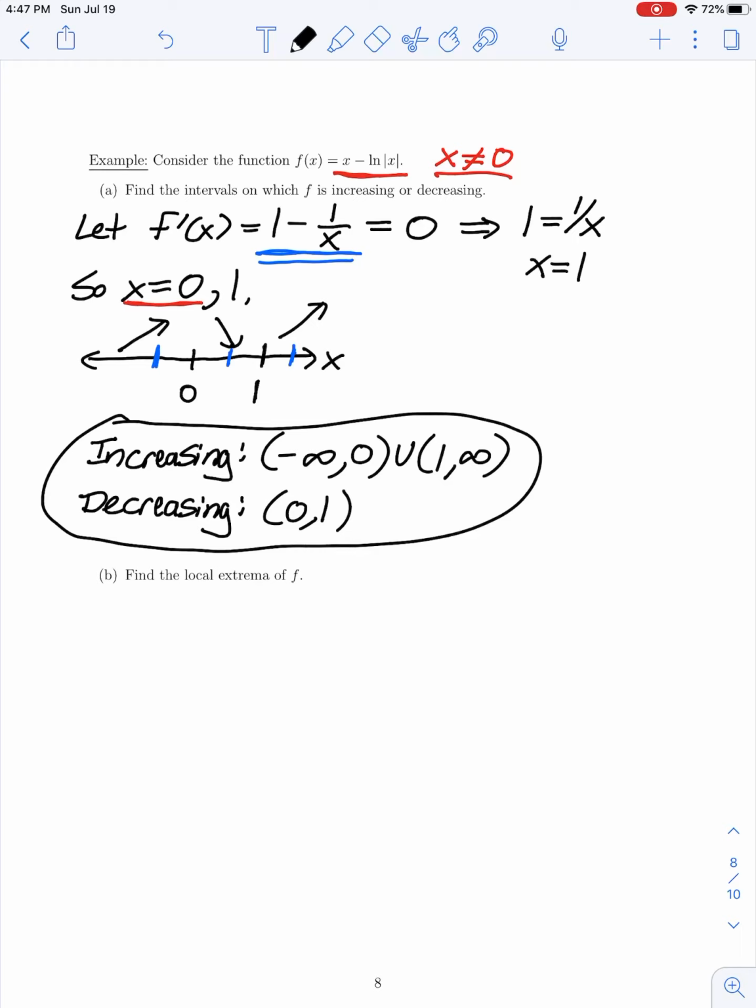Now in part B, we're asked to find the local extrema of f. And based off the work that we had done in part A, we saw that our function was changing from an increasing function to a decreasing function at 0. So we might initially expect that we have a local maximum at 0. However, recall that our function is undefined at 0. That is, there's a hole, or possibly an asymptote, in the graph of our function. So here, since the function is undefined there, we have a local maximum which does not exist. That is, there is no local maximum for this function.